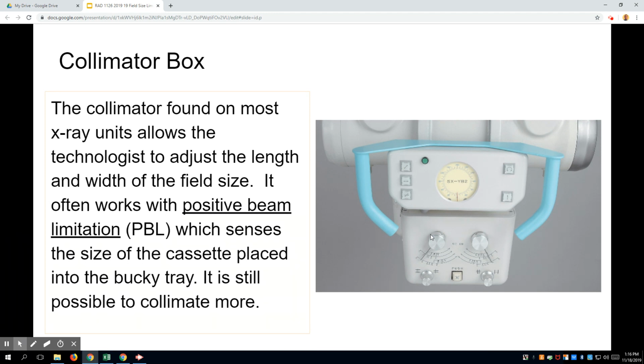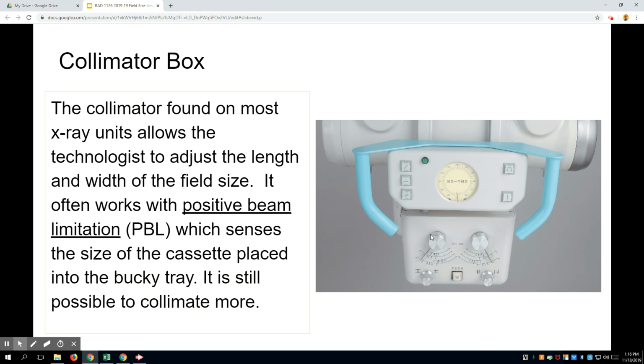But first of all, what is it? It's pretty nifty. It's a micro switch built into the bucky, onto the table. You pull that tray out and put in a cassette. Let's say your collimation is open all the way. Now you put in a 10 by 12. It will automatically sense the 10 and the 12 side of your cassette and bring your collimation field to that size.